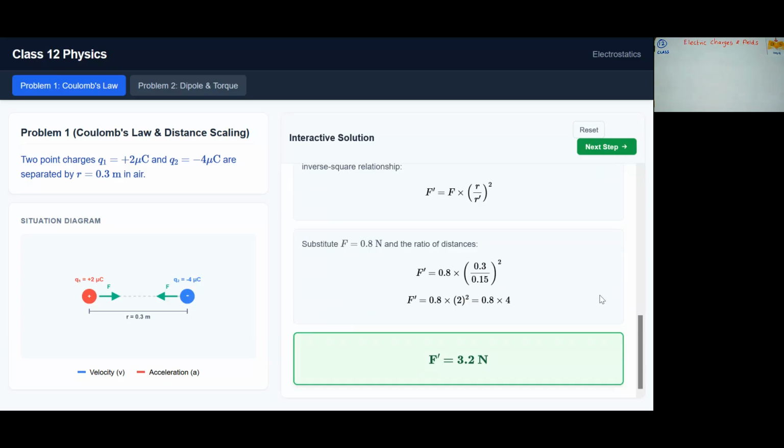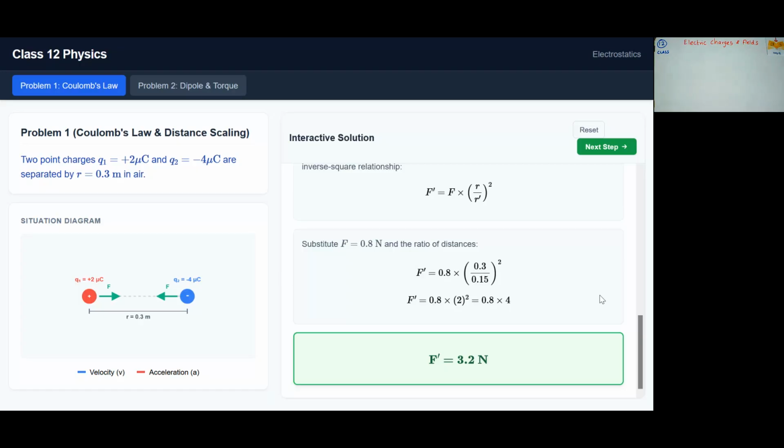Since we have the distance, the ratio of r to r dash is 2. So we just multiply our original force by 2 squared, which is 4. As the note says, this is a classic exam trick. If you halve the distance, you don't just double the force. You multiply it by 4. If you cut the distance to a third, the force increases by 9. Always look out for that inverse square relationship.